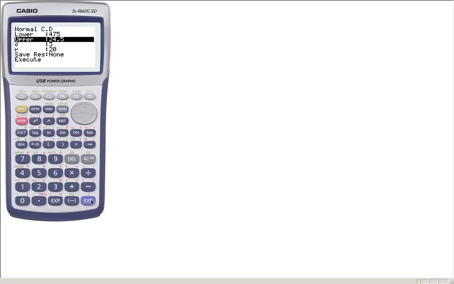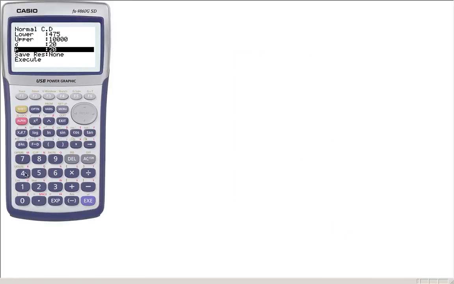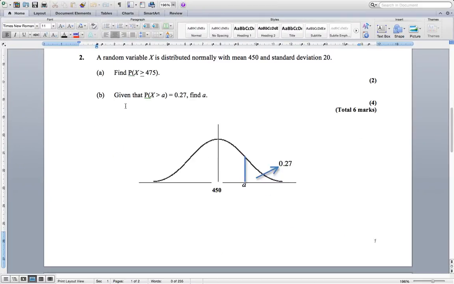Now the upper limit here, I'll keep it as 10,000, always, wherever it is applicable. Sigma is 20 and mu is 450. Execute. So you get this answer, 0.1056, which is nothing but 0.106, correct to three significant figures. Let's look at the next subdivision.